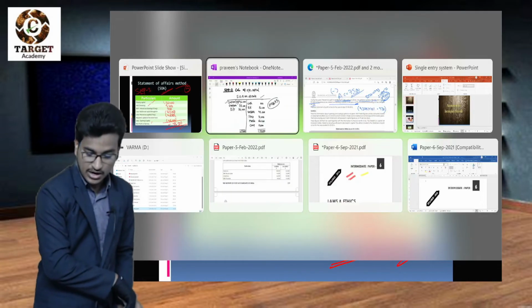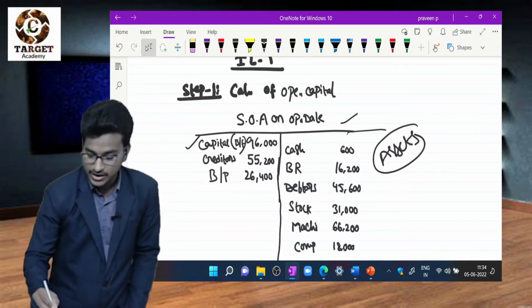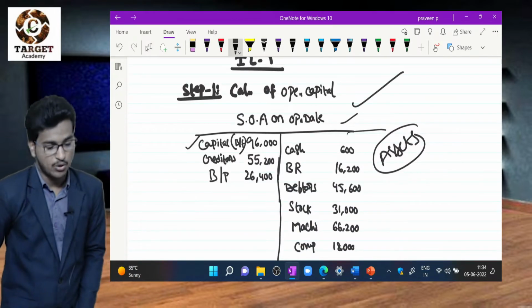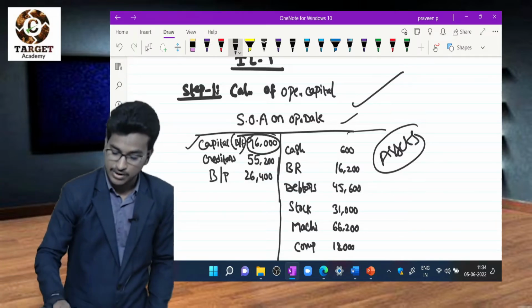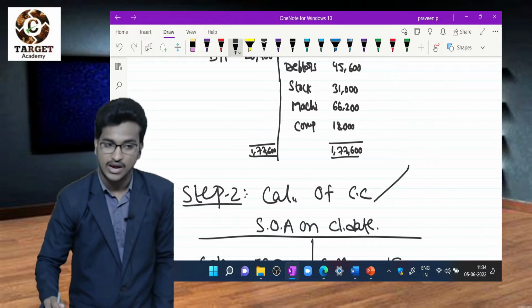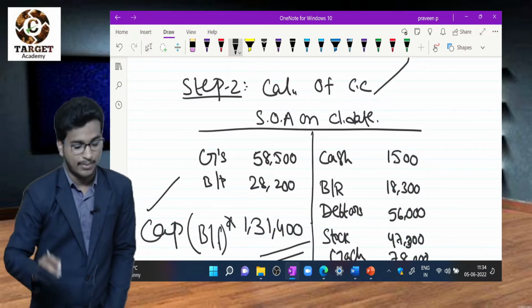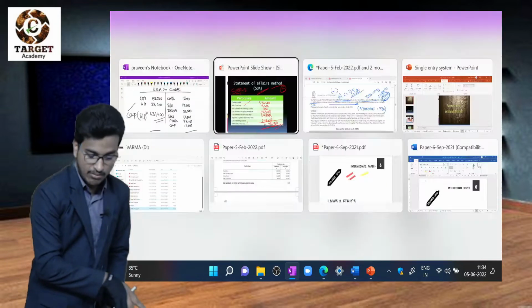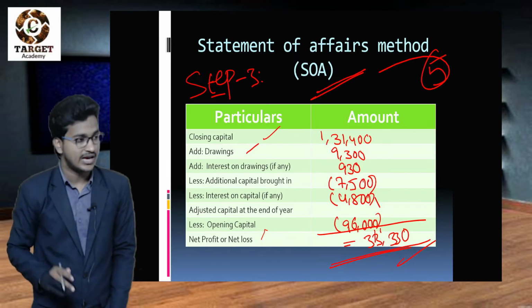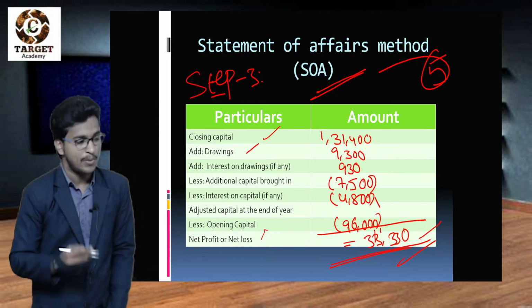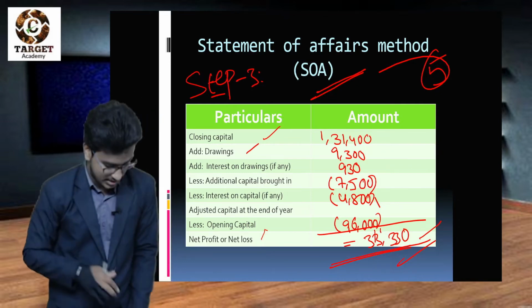I'll repeat the procedure once. Step number 1, calculation of opening capital by using the statement of affairs on opening date. From this we will find out opening capital. Step number 2, calculation of closing capital by using the statement of affairs. Then we calculate closing capital. Step number 3, pro forma. What is that pro forma? Closing capital, add drawings, less additional capital, less opening capital, then we will find out net profit or net loss. Simple question.